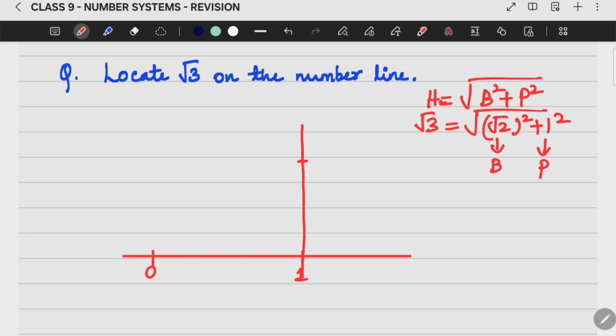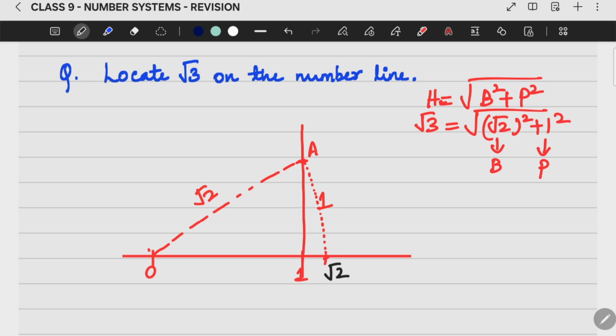Take the perpendicular as 1, join 0 to this 1, and this will be root 2. Say this is point A. From 0 to A, take the length of 0 to A, and make sure you cut the number line with that same length. So this particular point will be square root of 2.